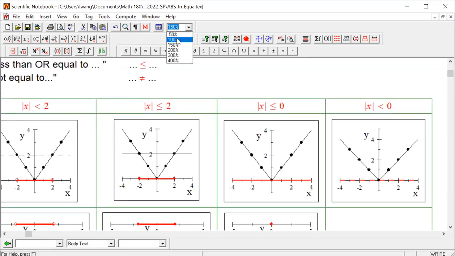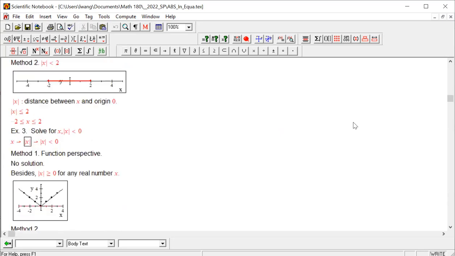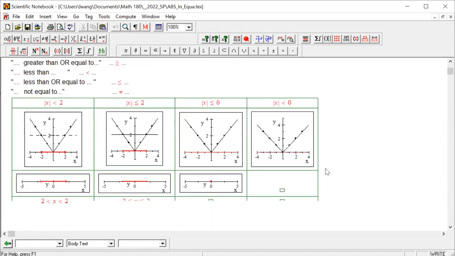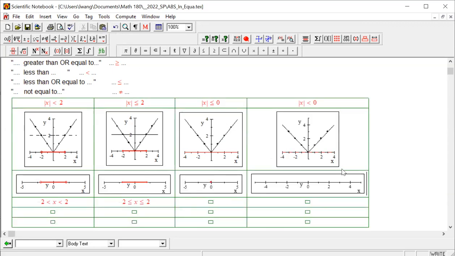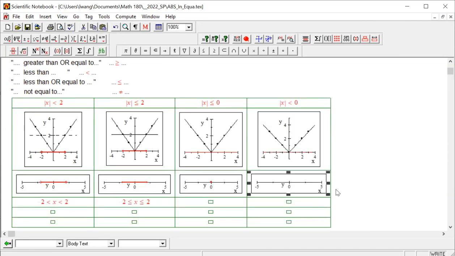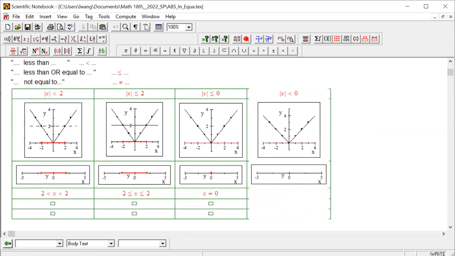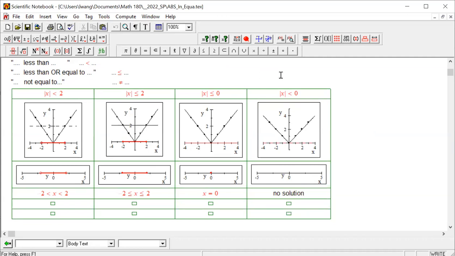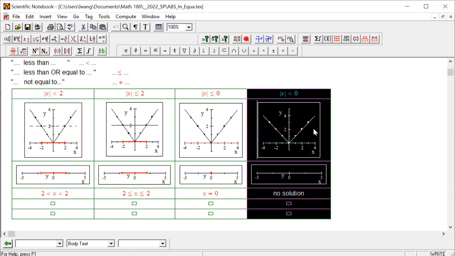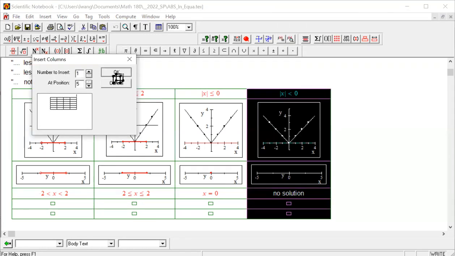Let me just make the fonts a bit smaller. I think you can still see. So this is less than 0. In these cases, here the solution is just x equal to 0, only one solution. And this one is what? No solution. If it's less than any negative number, let me put just one more column to symbolize that, even though we understand the scenario.